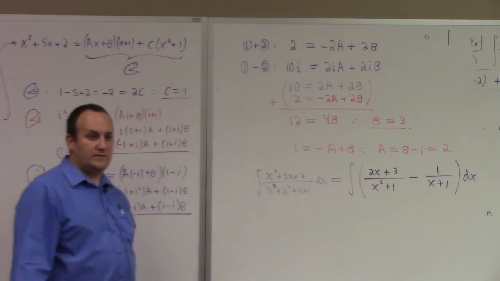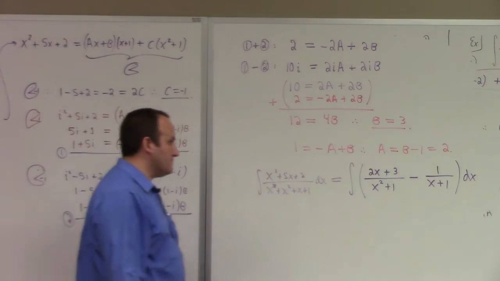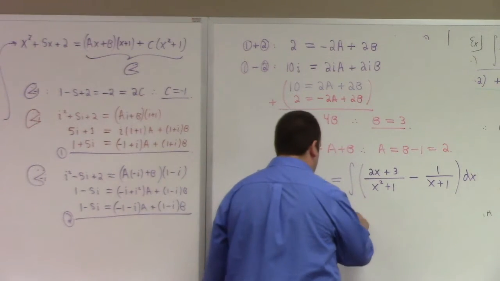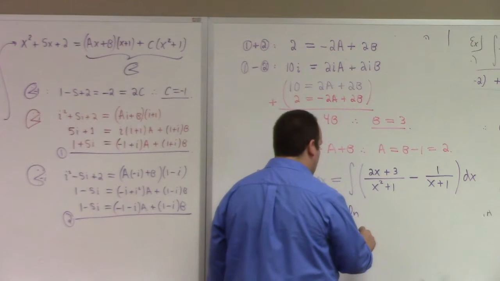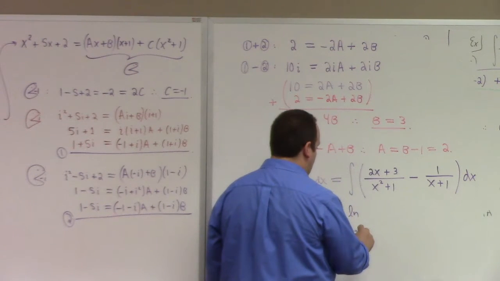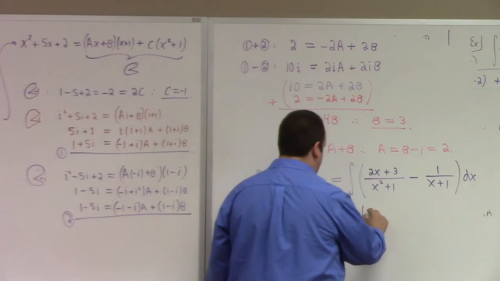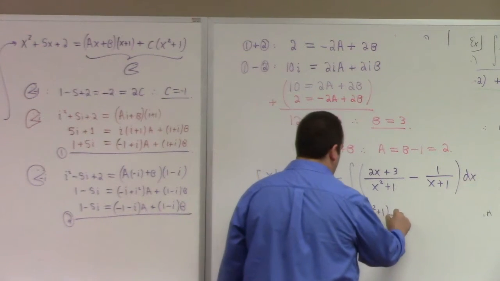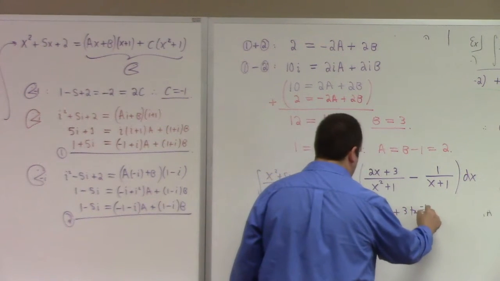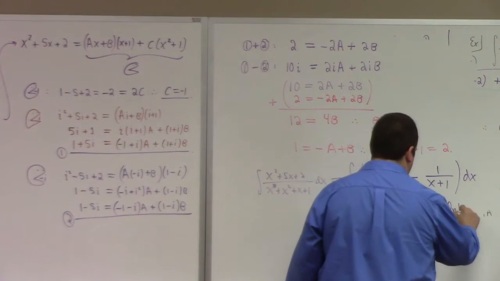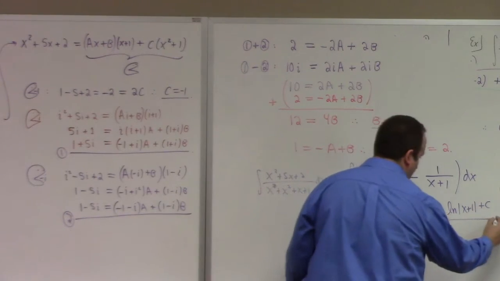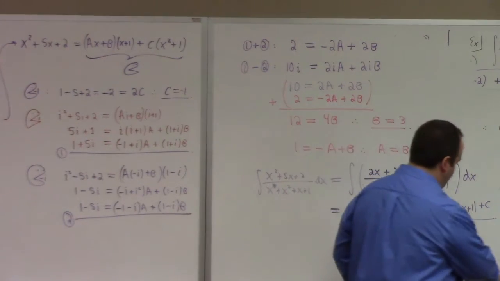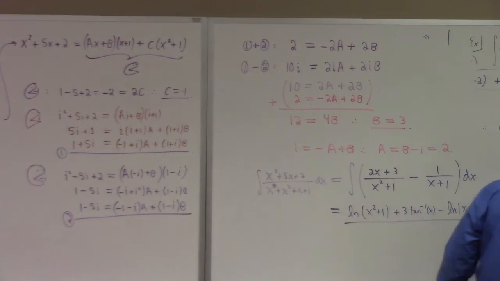And then I can integrate using the techniques we went over last class. In particular, this is the natural log of x squared plus 1, plus 3 inverse tangent of x, minus the natural log of the absolute value of x plus 1, plus a constant. Indeed. What happened to the 2? Any ideas?